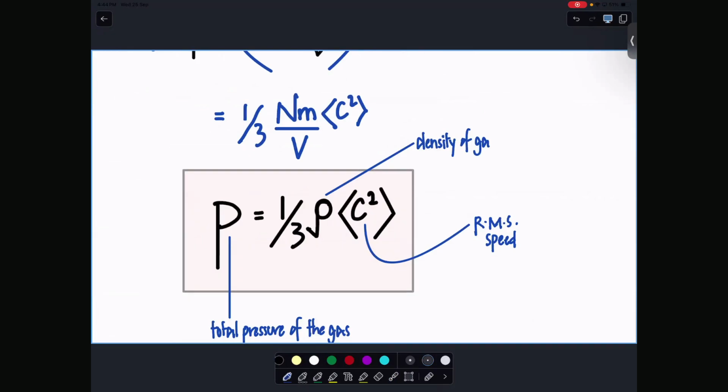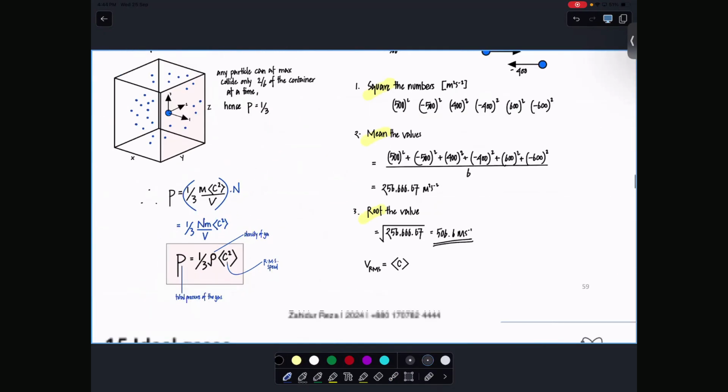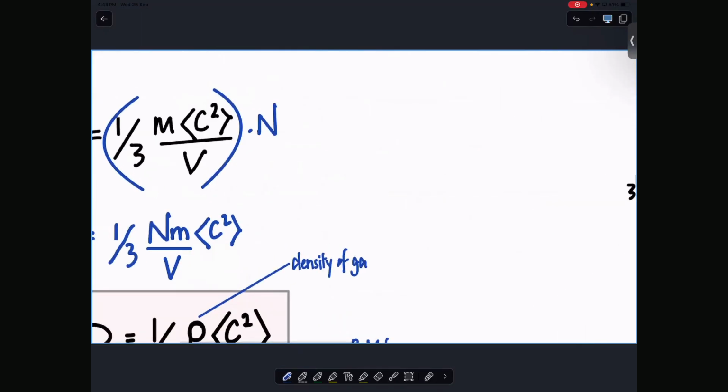What is the capital N for? So yeah, I'll give small notes next to each of these things. Capital N tells you the total number of particles in the container.